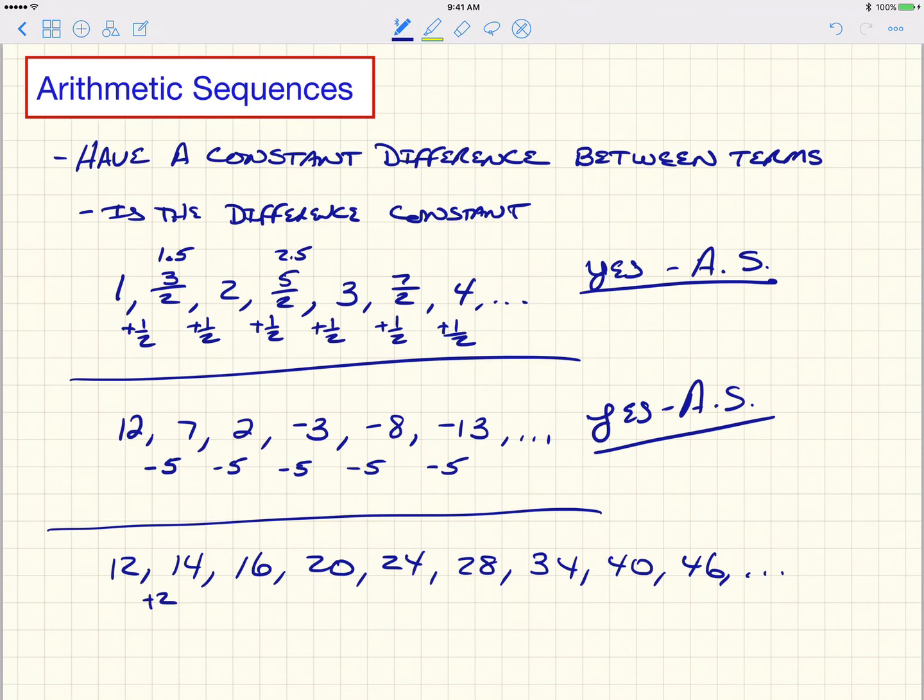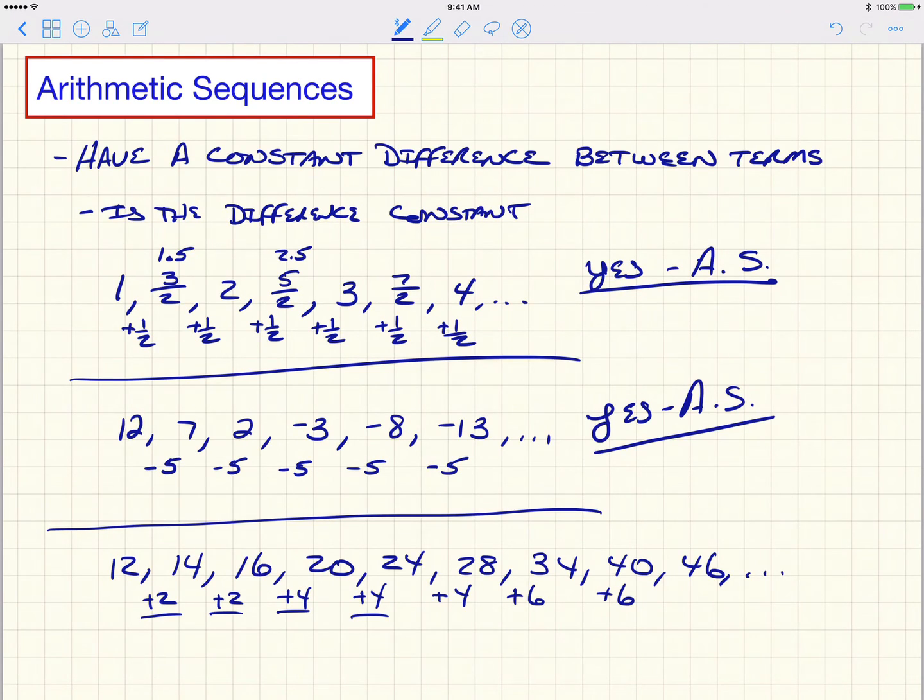Between 12 and 14, I'm increasing by 2. And between 14 and 16, I'm increasing by 2. So that looks linear so far. But then between 16 and 20, I'm increasing by 4, and between 20 and 24, I'm increasing by 4. So right there I know that something is up. This is not a constant rate of change. This is plus 4 here, and then we jump up to a plus 6 and a plus 6, and so on and so forth.